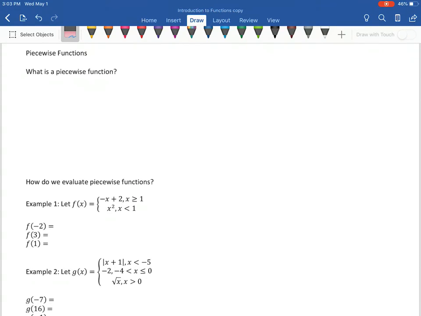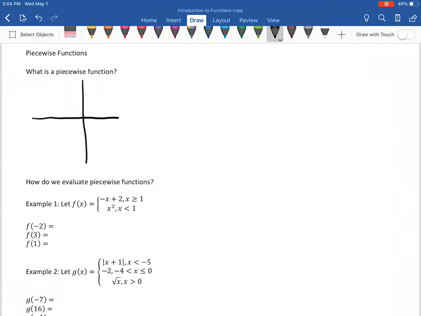In this video, we're going to discuss piecewise functions. We're going to explain how to evaluate a piecewise function and explain how to graph a piecewise function. So a piecewise function is basically when you create a new function by taking pieces of other functions.